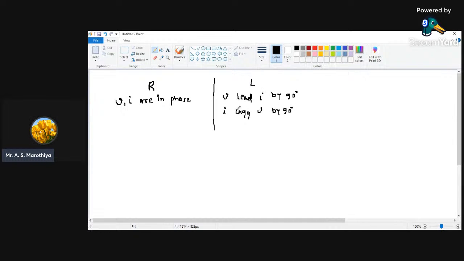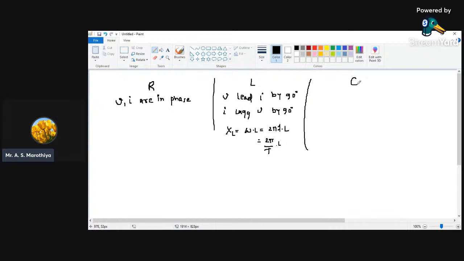And the ohmic opposition offered by inductor to the flow of alternating current through it, that means to the flow of small i through it, is nothing but XL, which is also called inductive reactance. And the expression for this is XL equals omega into L, or simply 2 pi f L, or you can write this as 2 pi by capital T into L. They are nothing but the same thing.